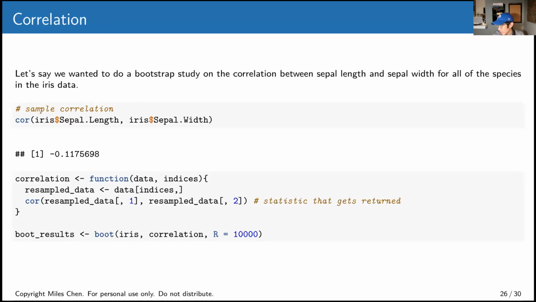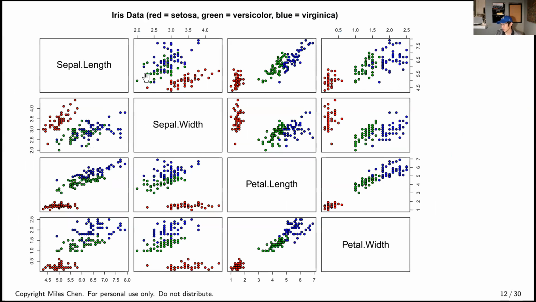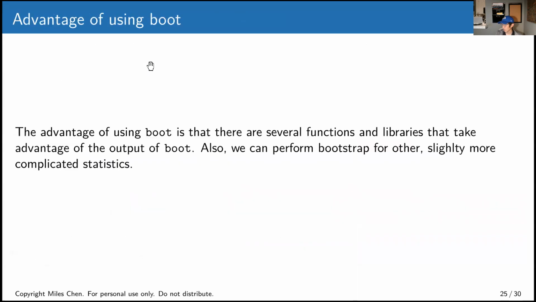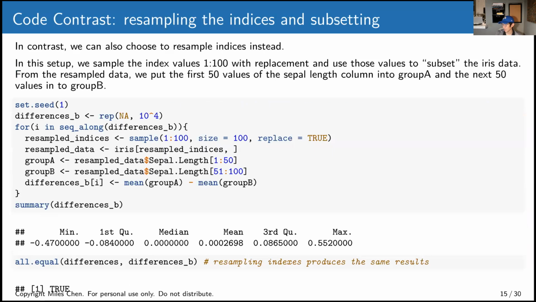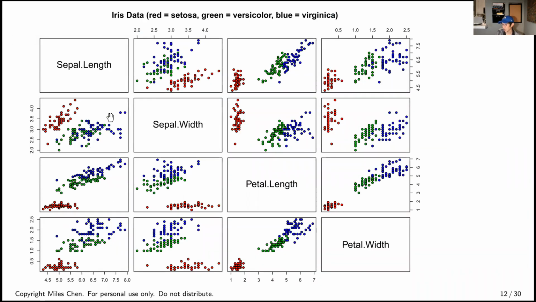Okay, so here's just a different example. Let's say we wanted to do a bootstrap study on the correlation between sepal length and sepal width for all of the species in the iris data set. Looking at all of the data points, the correlation is not very strong. We actually get negative correlation, negative 0.117, okay? So close to 0 and actually negative, which is strange.